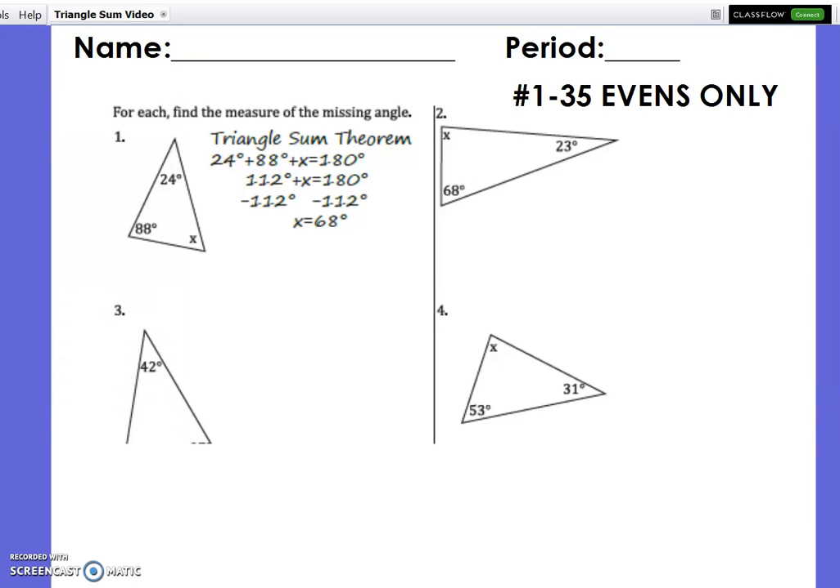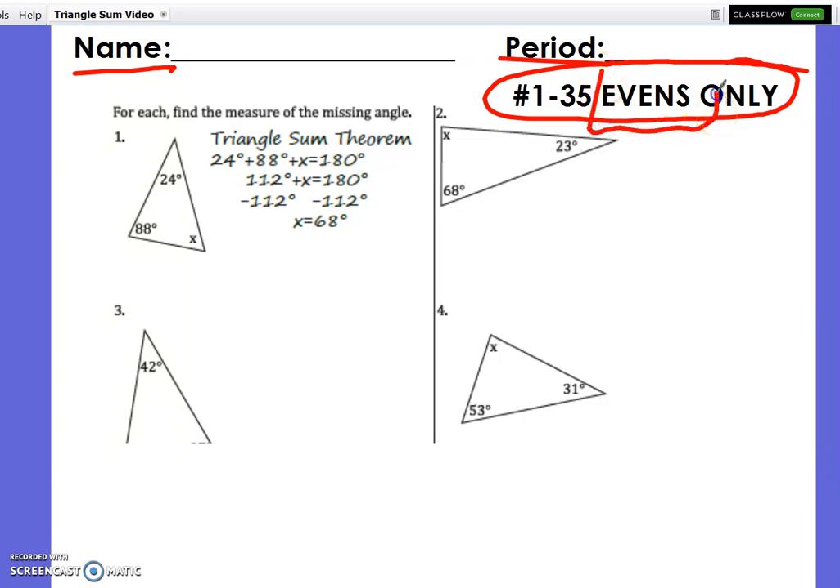Okay guys, so you should have this paper in front of you. Make sure that you put your name and your period number at the top of it, and notice we are only doing the evens. Now, the problems that I'm going to do as examples are odd problems, but when I let you go and you start doing things on your own, make sure you only do the even problems. We don't want to do more work than we need to.